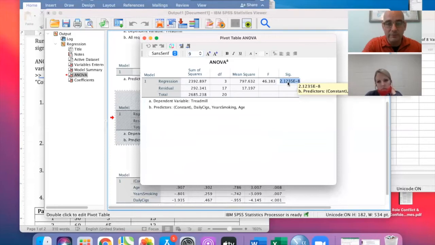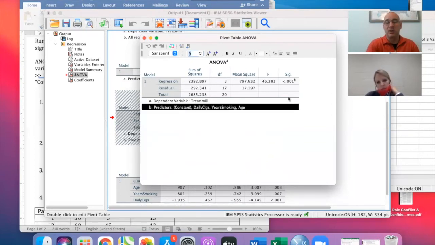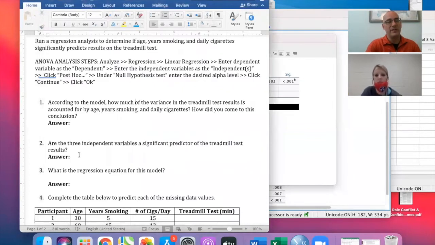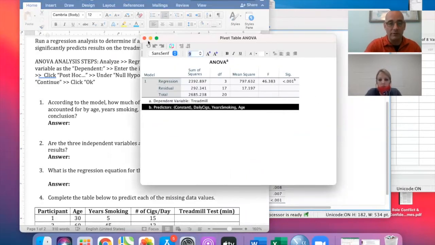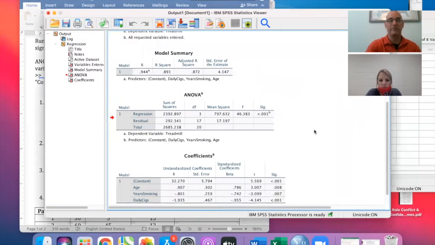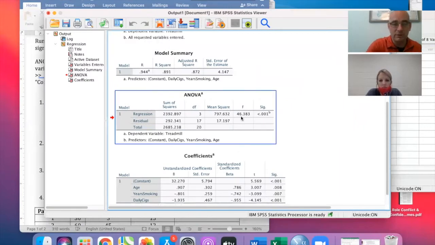It's much smaller than 0.001, but we would just say that it's less than p equals 0.001. That's rounded, but it is much smaller than that. So as long as 0.001 is less than 0.05, this is a significant predictor. So for number 2, we would say yes, that according to the ANOVA model, and then we would report our F statistic.